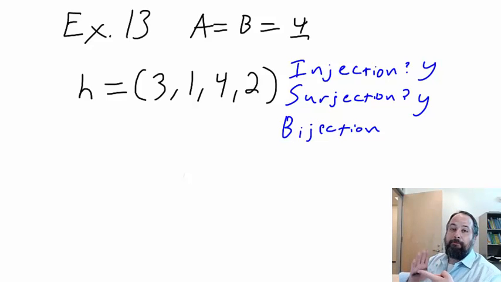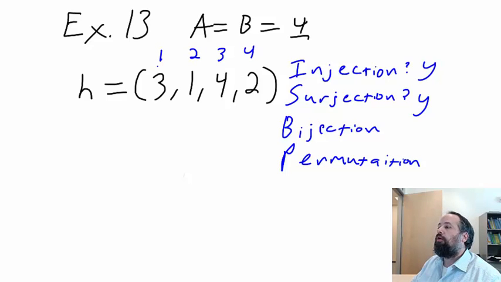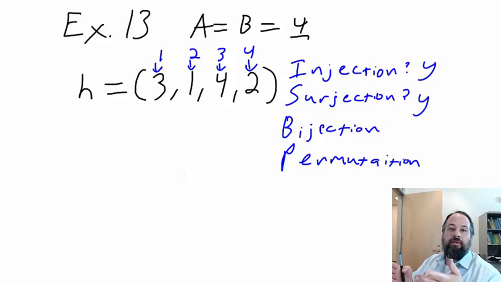Because h is a bijection where the domain and the range are the same, it is also a permutation. Which makes a little more sense if we write 1, 2, 3, 4. We see that 1 goes to 3, 2 goes to 1, 3 goes to 4, and 4 goes to 2. A permutation. We've taken our original values and substituted equivalent values, or essentially we've rearranged it. That's a permutation. All right, that's example 13.